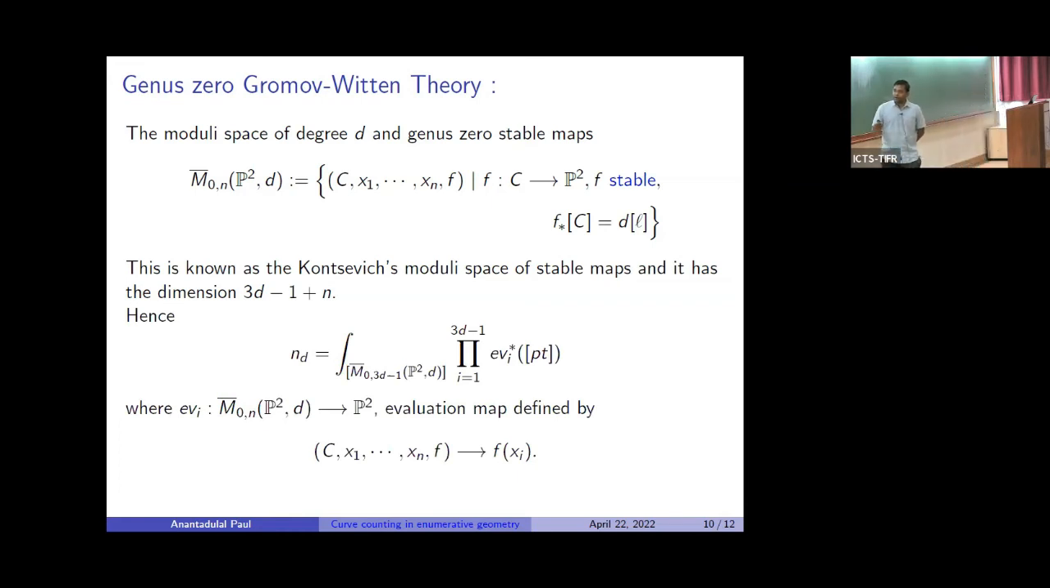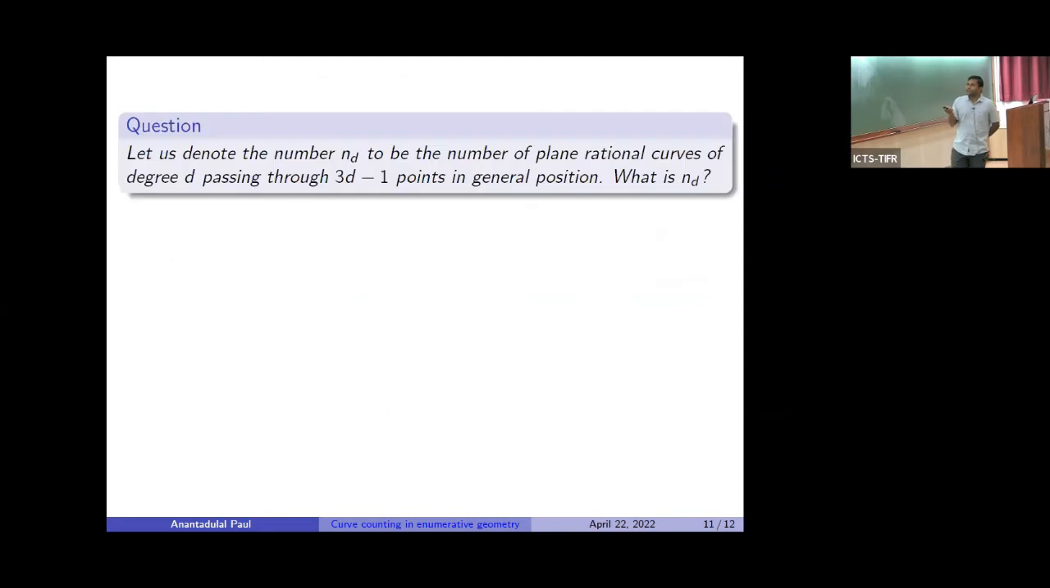You have evaluation maps for each of the markings. Then you take the point class inside P2, pull them back, take the cup product, and integrate against the moduli space. Of course, this integration makes sense only if the total codimension is the same as the dimension. Otherwise, it's formally 0. So then the question is, can you count these N_d?